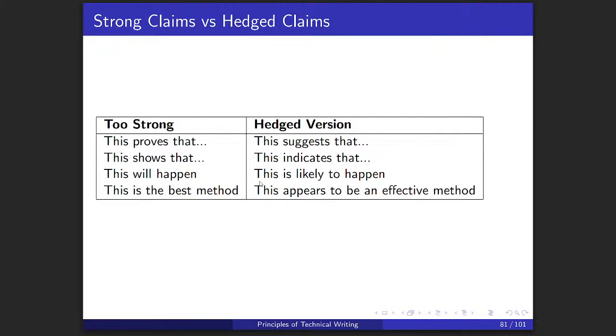For example, if there is an exam, you say 'I will be getting 30 out of 30', but that fellow may not get even zero. Instead of using that sentence, if we say 'I'm trying for 30', it is not overconfident but conveys the same message. Instead of 'this will happen', say 'this indicates', 'this is likely to happen'. Instead of 'this is the best method', say 'this appears to be an effective method'. This makes your paper not overconfident, but a hedged version.